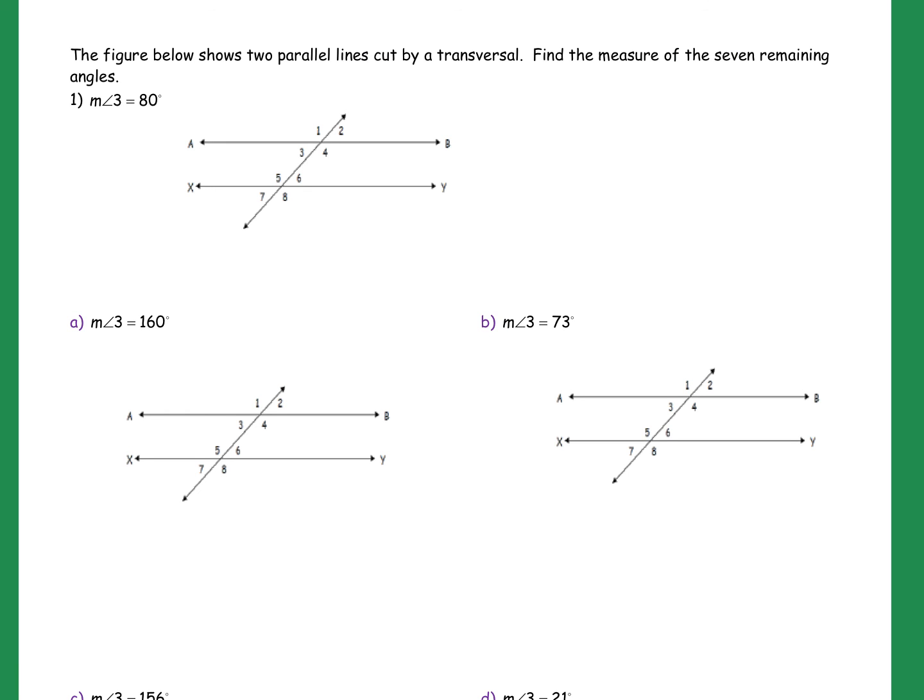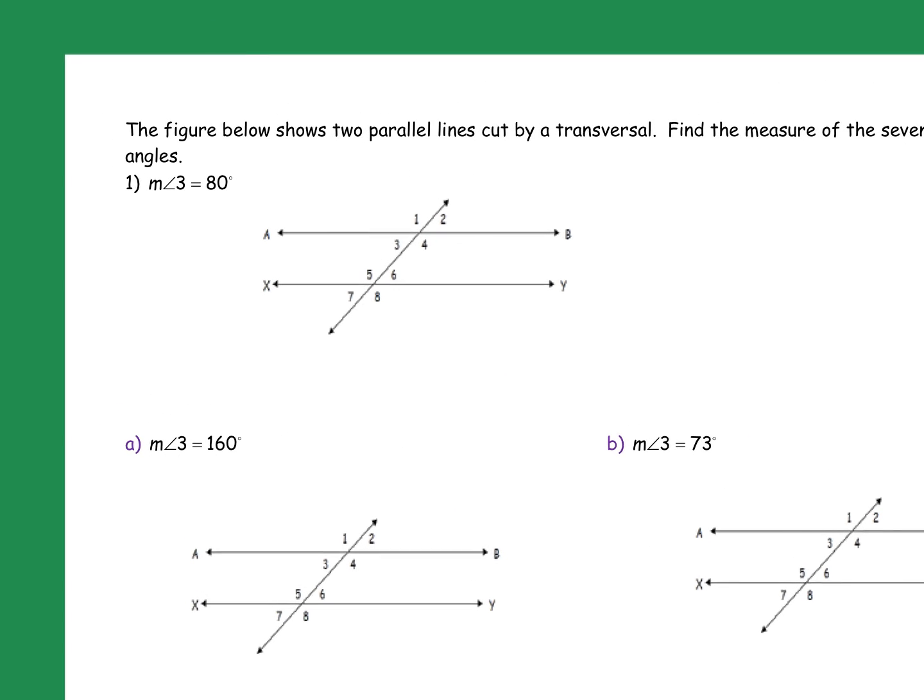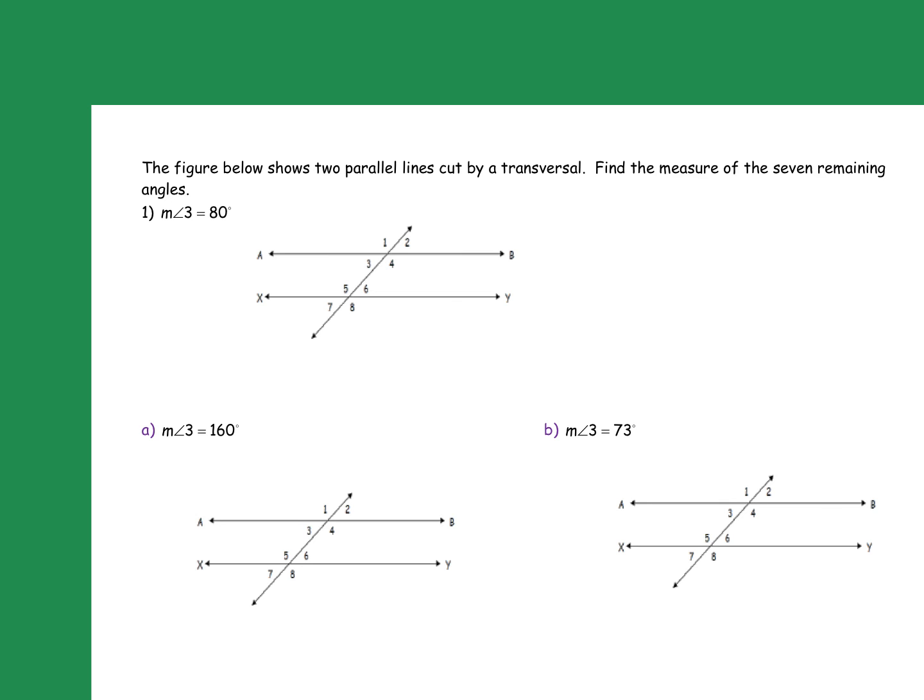Okay, now we're going to do the math part. All of that was just definitions and trying to learn the definitions. It was 3 pages of definitions, and learning what they mean. Now we're going to get to some math. I mean, definitions are math, and we have to know what they mean. But here we go. The figure below shows 2 parallel lines cut by a transversal. Find the measures of the 7 remaining angles.